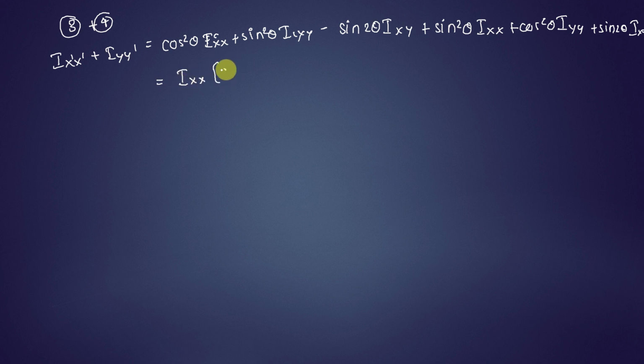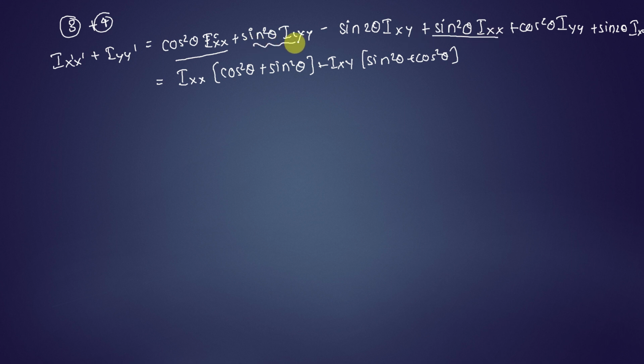Ixx into cos square theta plus sine square theta, plus Ixy into sine square theta plus cos square theta. So here cos square theta Ixx, sine square theta Ixx, sine square theta Iyy, cos square theta Iyy. I have written them, and minus sine 2 theta Ixy plus sine 2 theta Ixy will be cancelled. Sine square theta plus cos square theta is equal to 1. So ultimately we get Ixx plus Iyy, that is Ix'x' plus Iy'y'.